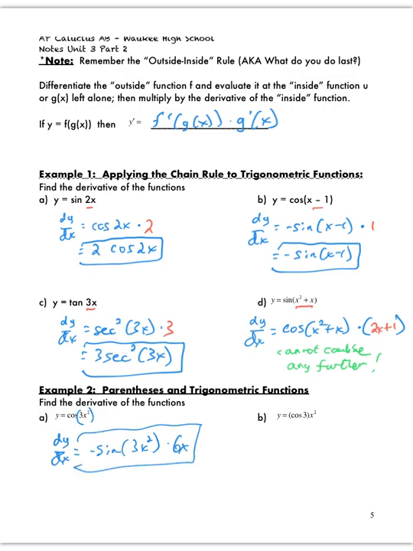Okay. Now, take a look at this one right here on part B, and you'll notice, well, I've got two different functions going on. I've got a cosine of 3 times an x squared.